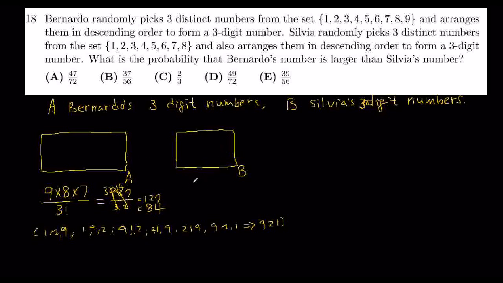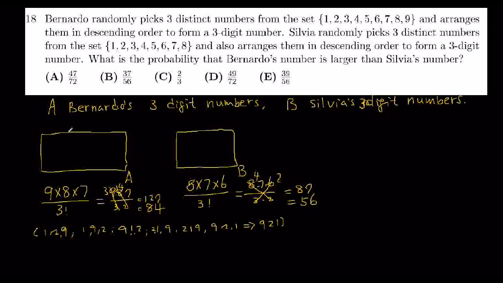For B, similarly, you have 8 times 7 times 6, and the order does not matter, so that's why we divide by 6 as well. That gives us 8 times 7, which is 56 numbers here. So that's the first thing. We look at the total numbers.